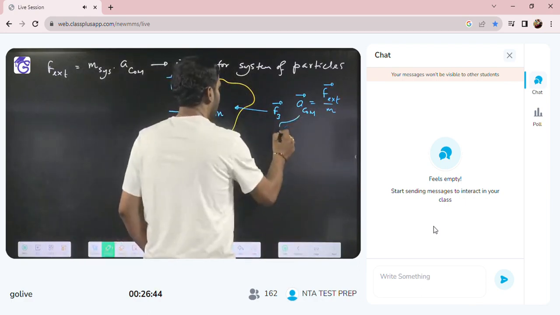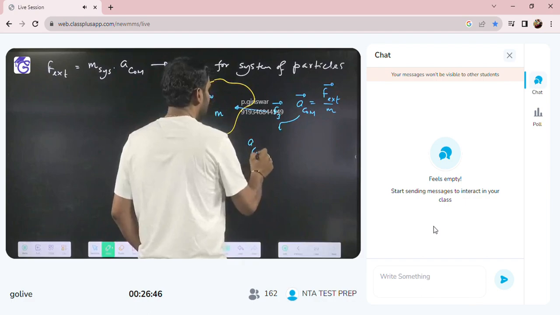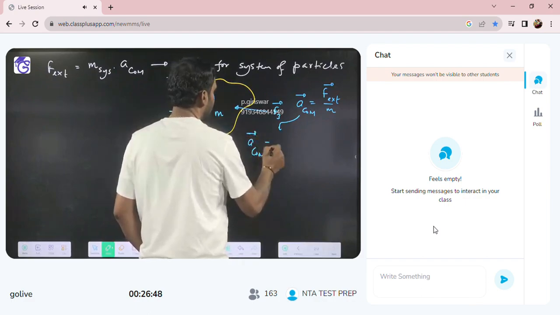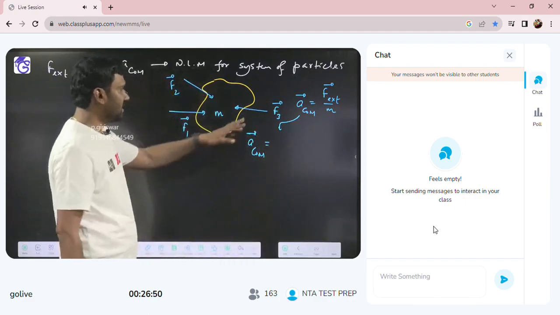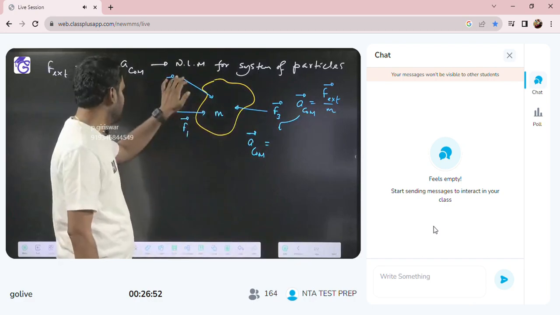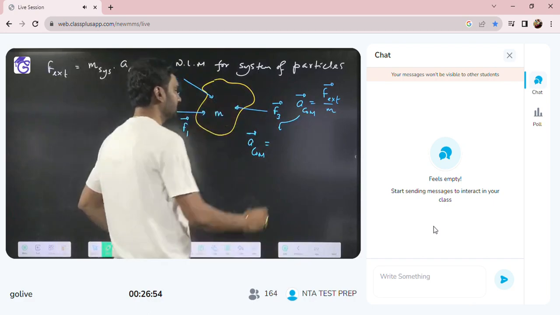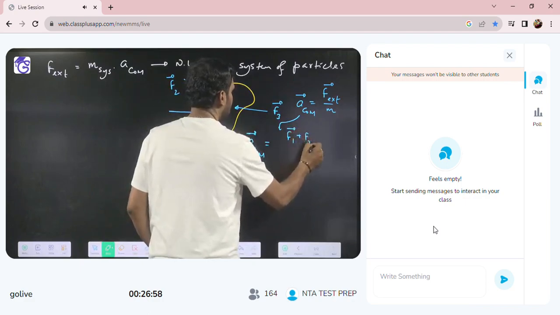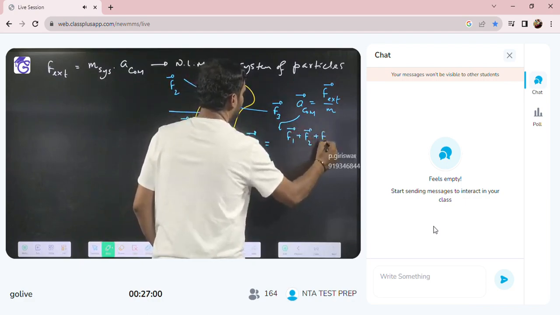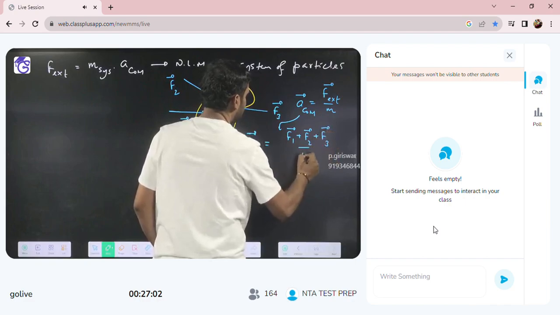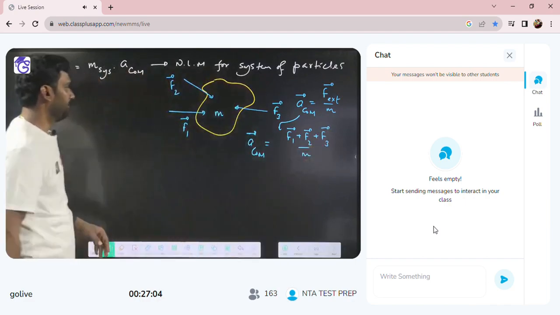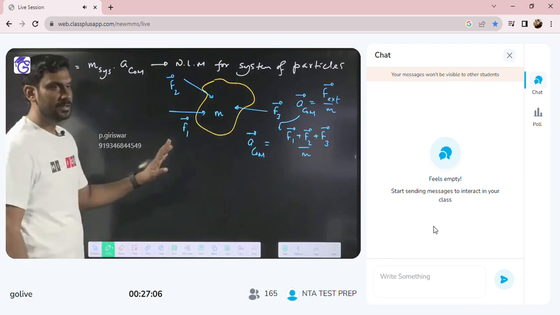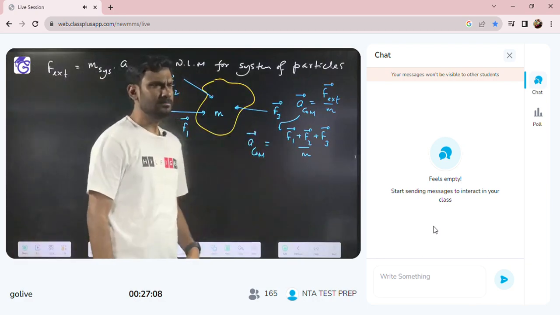So from here, what can I write about this? Acceleration of center of mass vector is equal to, what is the net external force acting? It is the vector sum of these three forces, that is F1 vector plus F2 vector plus F3 vector divided by m. That will be the acceleration of center of mass, right?